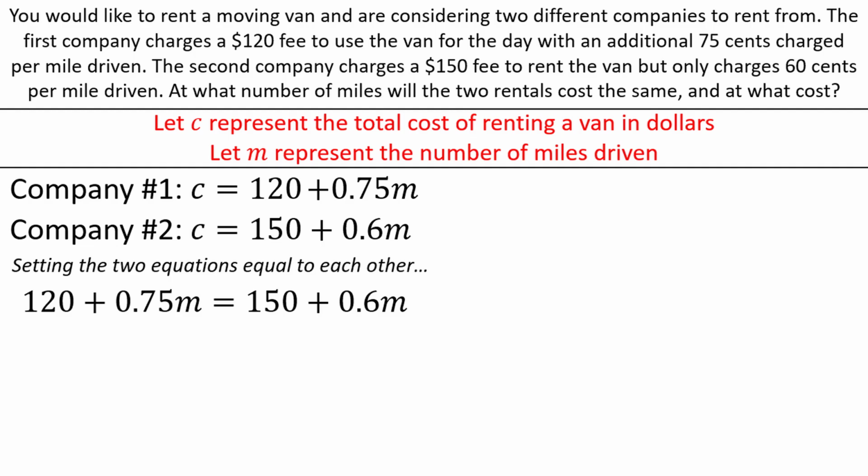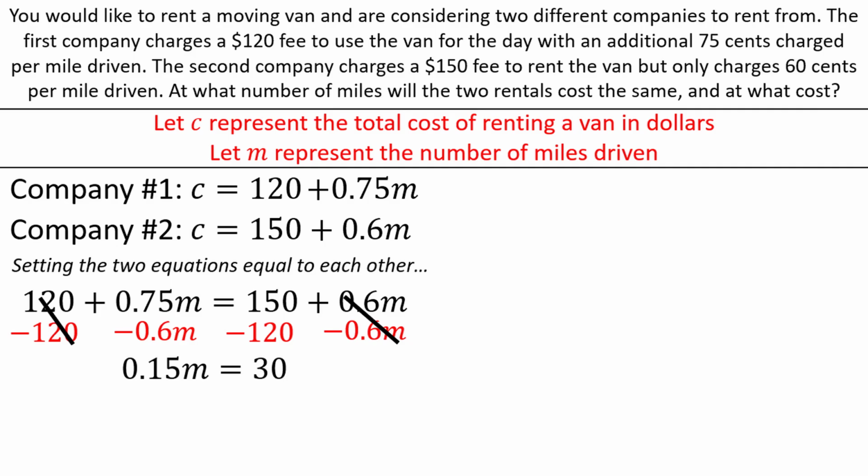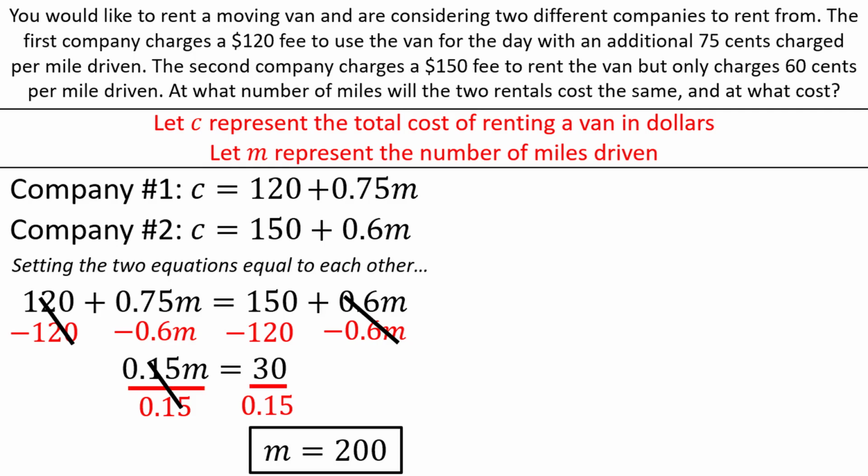I'm going to do two steps at once here, so watch closely. I can subtract 120 from both sides and subtract 0.6M from both sides. This will cancel the 120 from the left-hand side and cancel 0.6M from the right-hand side, which will leave us with 0.15M is equal to 30. Dividing each side by 0.15, we have M is equal to 200. That means when 200 miles are driven, the cost is the same for both companies.